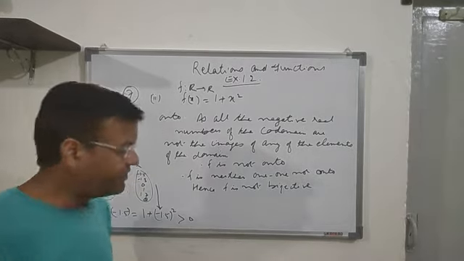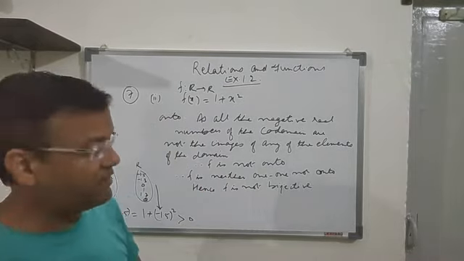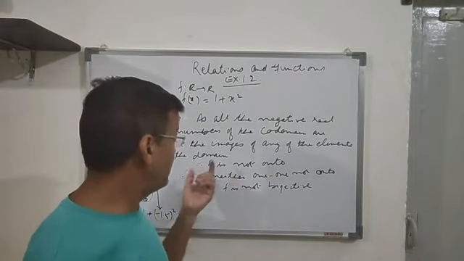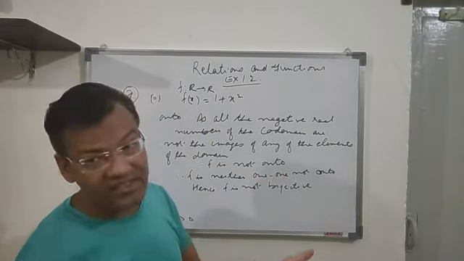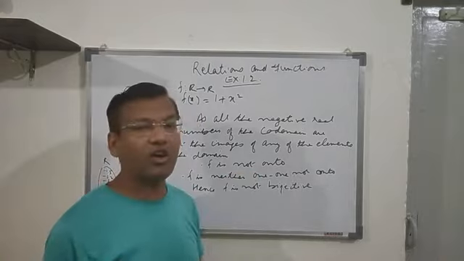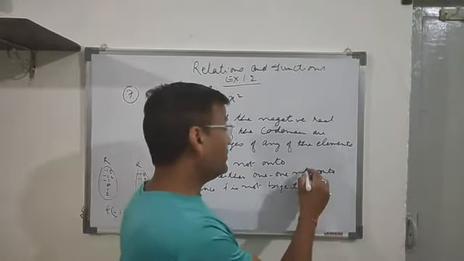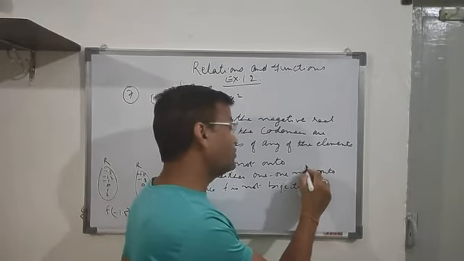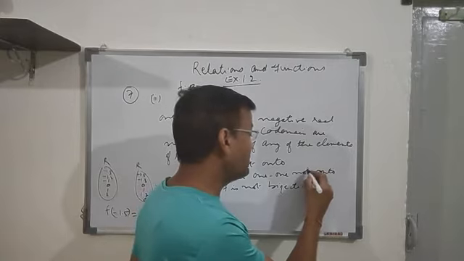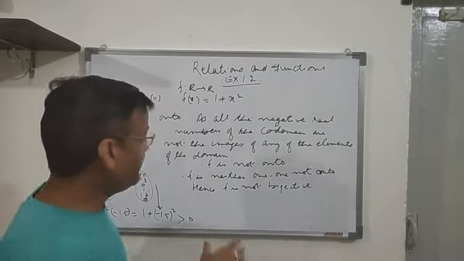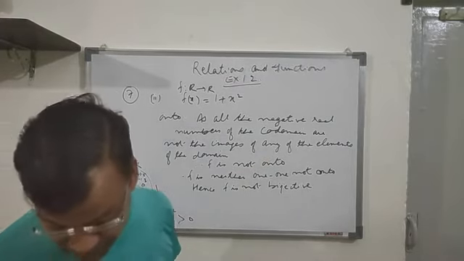Even if the function is not 1, 1, the function is not bijective. If the function f is either not 1, 1, or not onto, we can say it is not a bijective function. Here we can see it is not 1, 1 as well as not onto. So definitely it is not a bijective function.